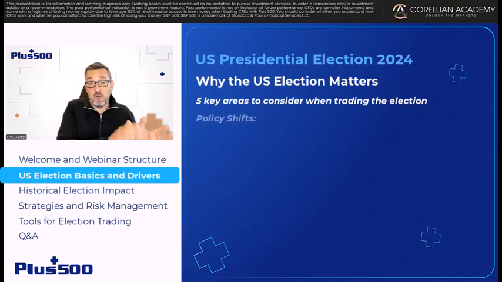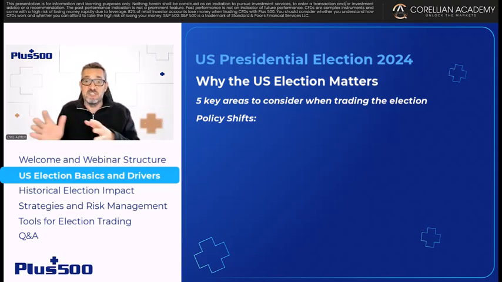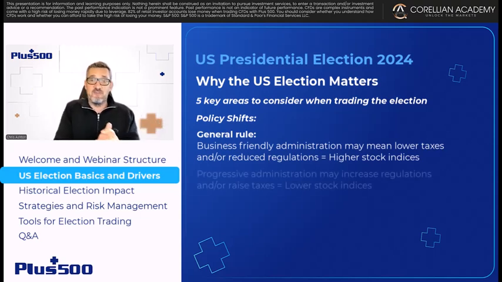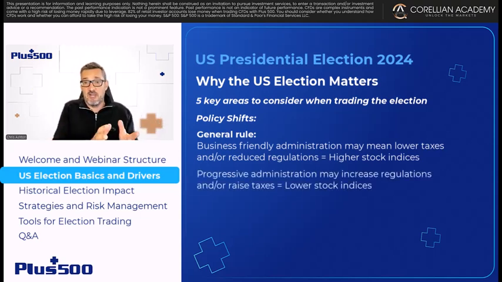The first is policy shifts. Different administrations often have distinct approaches to taxation, regulation, and fiscal policies. A more business-friendly administration might lower taxes and reduce regulations, which could be good news for future company earnings, boosting stock indices. Conversely, a more progressive administration might increase regulations or raise taxes, potentially impacting corporate profits and investment strategies, which could be a negative for stock indices.